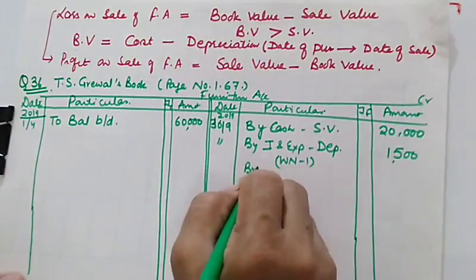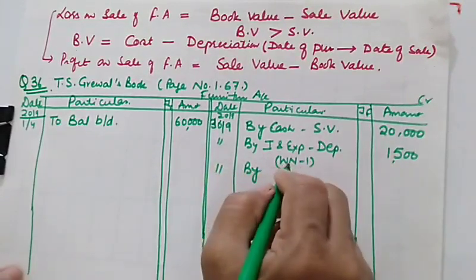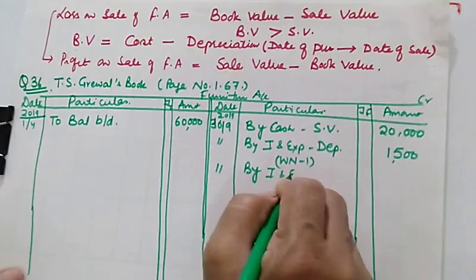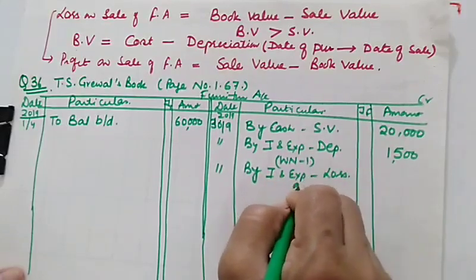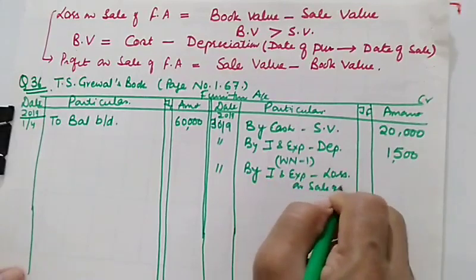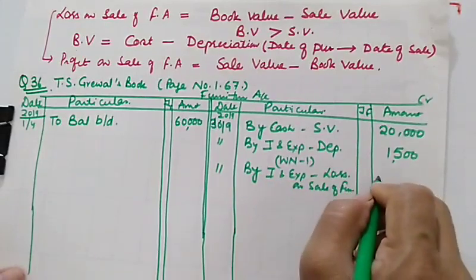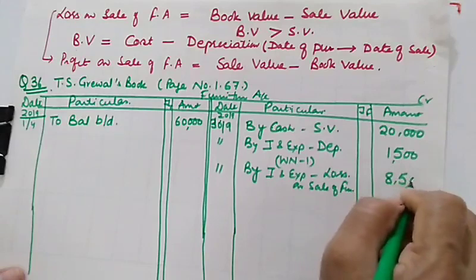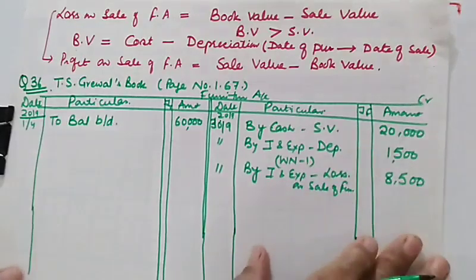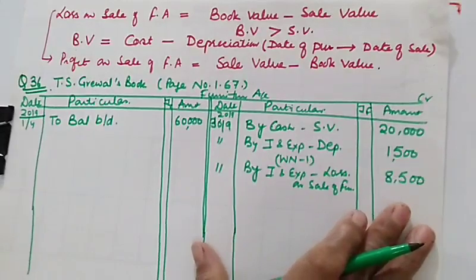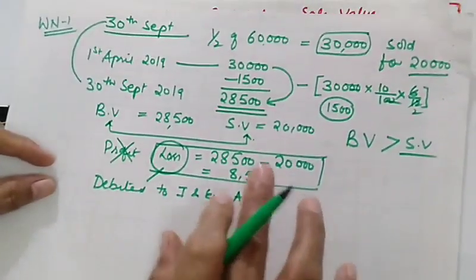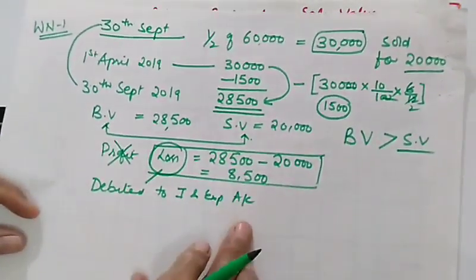Then you need to write the profit or loss. Again, for loss we need to write by income and expenditure. In the bracket you can mention loss on sale of furniture, and this is 8,500. So I hope up till this point everything is clear to you. We have already calculated 8,500 as loss on sale of furniture.